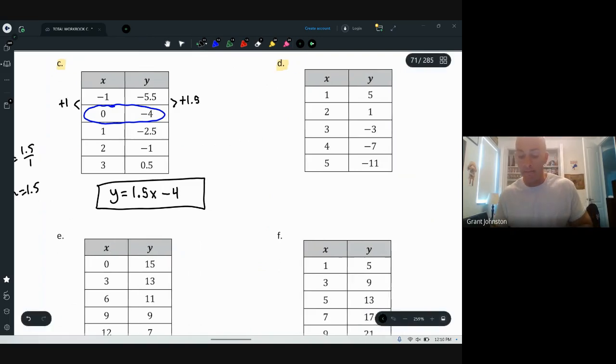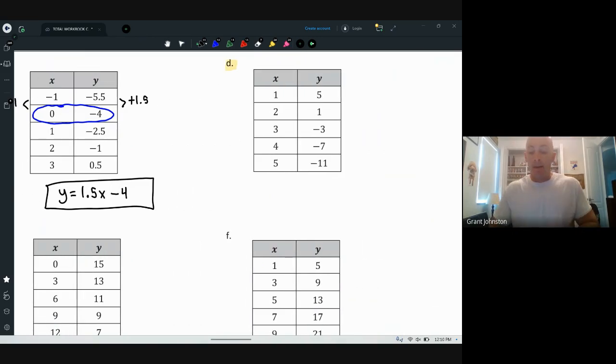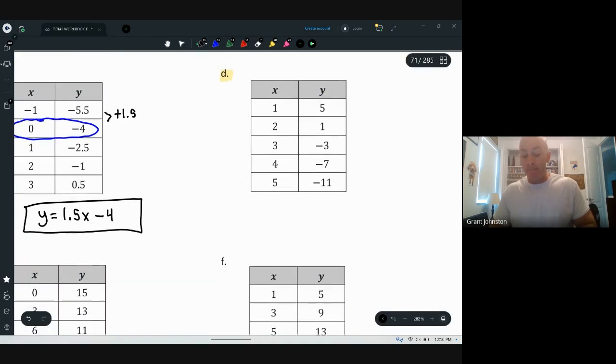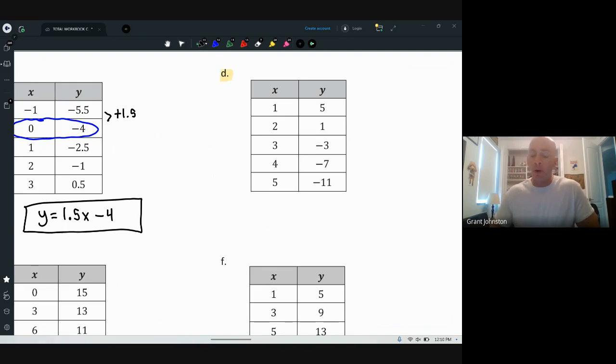Let me show you D. Now D is a little bit tricky because if we're looking for a y-intercept, I don't even see the 0. There is no 0 for x on this table. So we're going to hold off on that. Let's just first get the slope. It looks like it's going down 4 as this goes just by 1s. So our slope, -4 divided by 1, is -4.